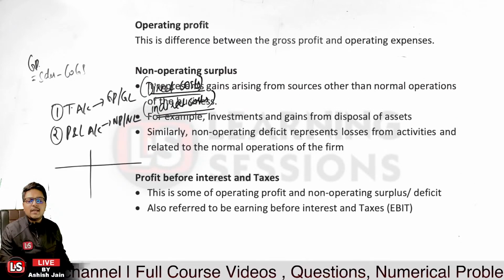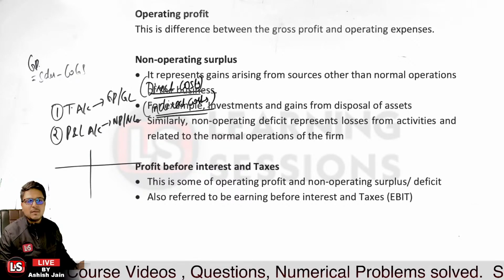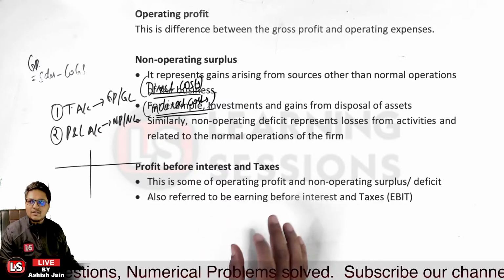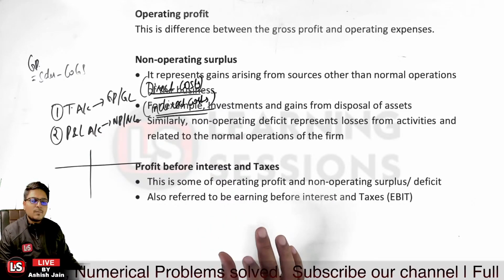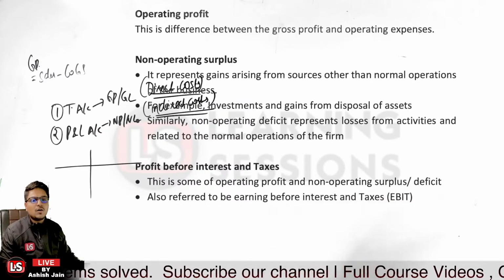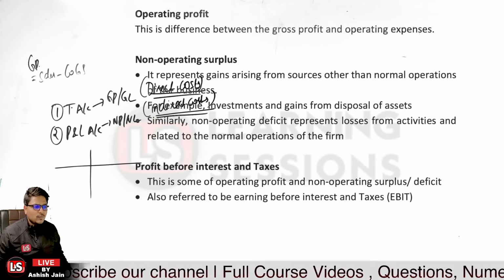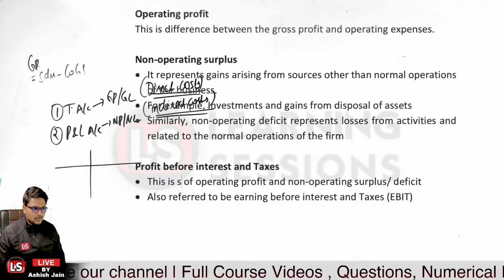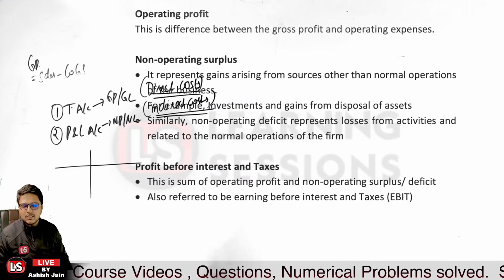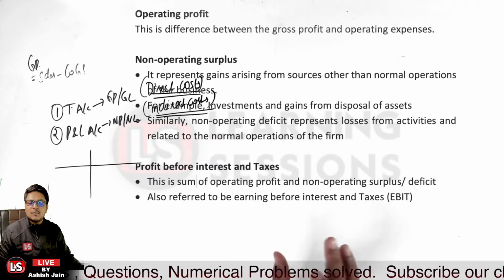And further, it is related to PBIT. Now, what is PBIT? It is profit before interest and taxes. This is the sum of operating profit and non-operating surplus or deficit. Operating profit means the profit earnings from the primary business line, and then the non-operating surplus or deficit.